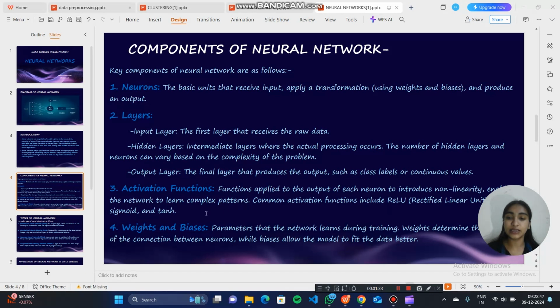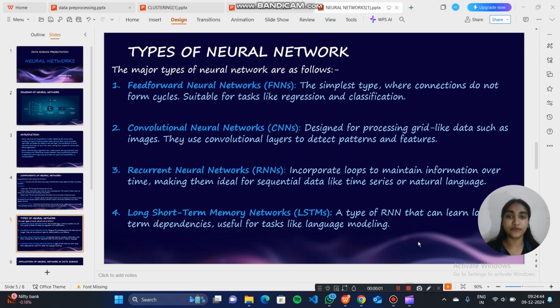Third is activation functions, functions applied to the output of neuron to introduce non-linearity, enabling the network to learn complex patterns. Common activation functions include rectified linear unit, sigmoid, and tanh. Fourth is weight and bias, parameters that the network learns during training. Weight determines the strength of the connection between neurons, while bias allows the model to fit the data better.